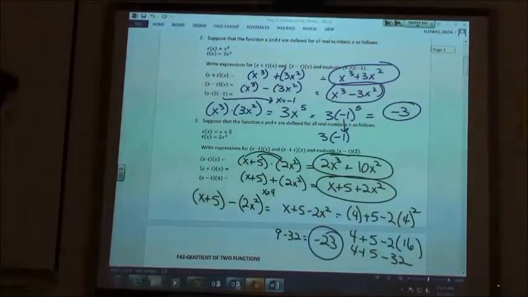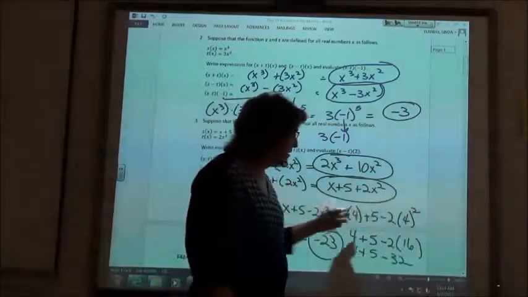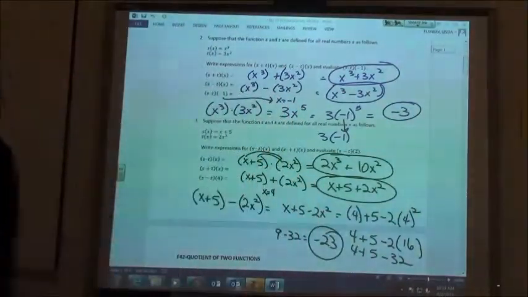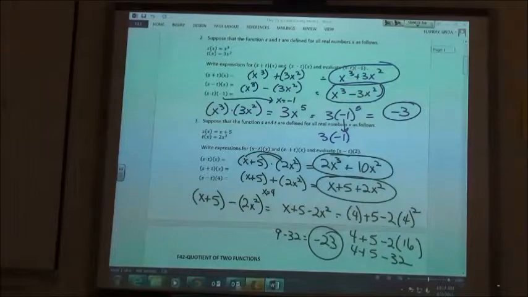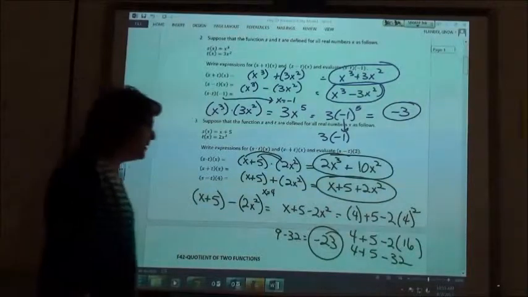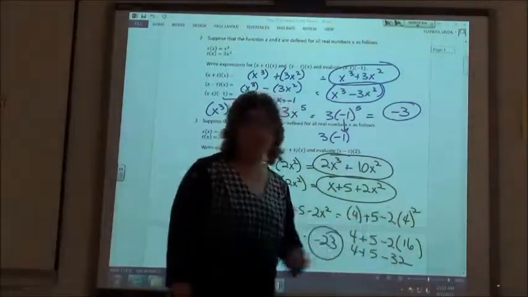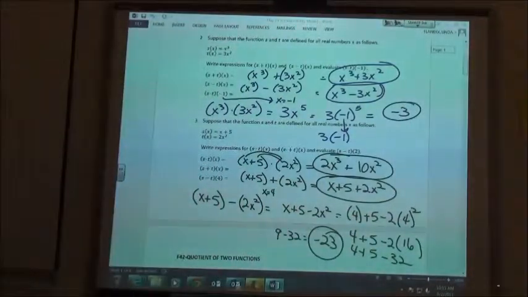Now if you're stuck and you're not sure what to do to solve this, punch it in with the parentheses just like it looks, the whole thing at one time. Let's try it. Grab your calculator: parentheses 4, close your parentheses, plus 5 minus 2, and then in parentheses 4 squared, equals. Okay, because the calculator knows the order of operations.